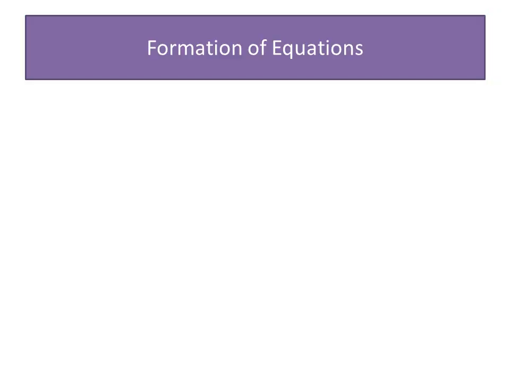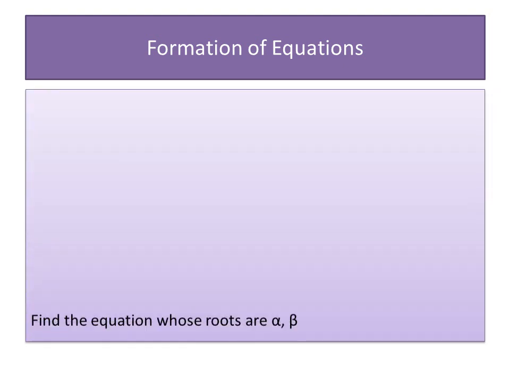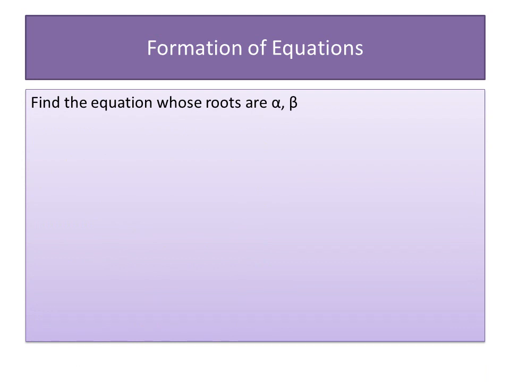Now we will talk about how to form equations. We know the factor theorem, and we know other things also. Now we have to learn how to form equations. When we are clear about the relation between coefficients and roots, we should also learn how to form equations. The first thing is to find the equation whose roots are alpha and beta.